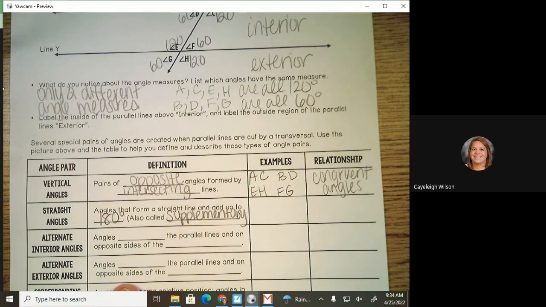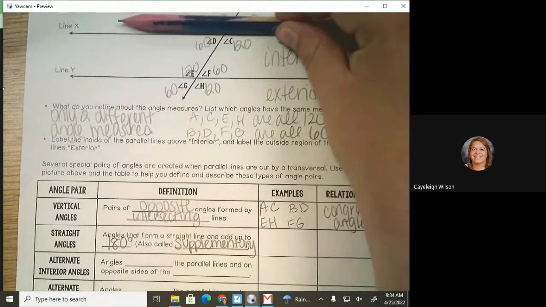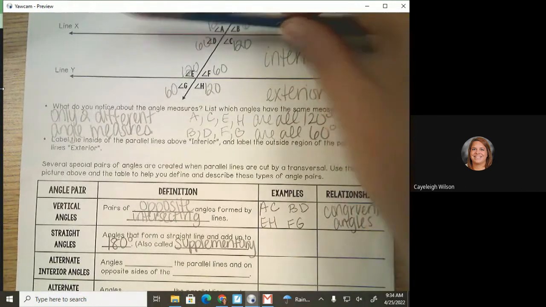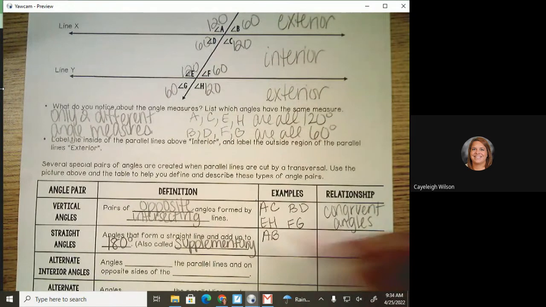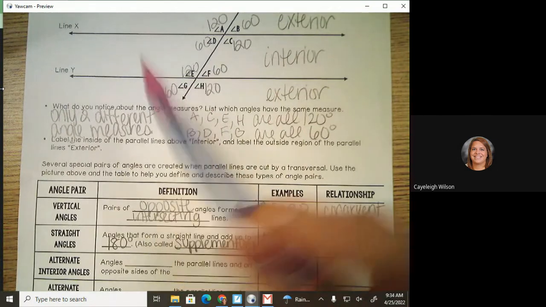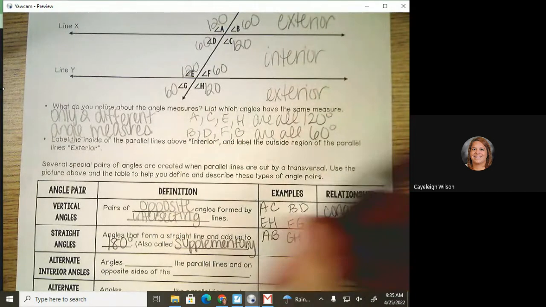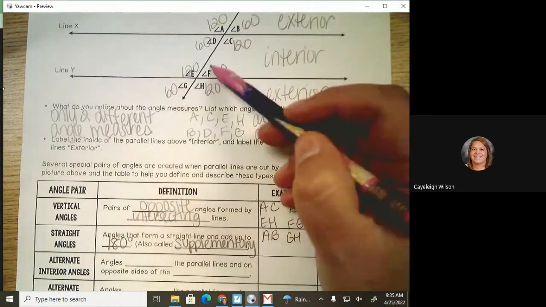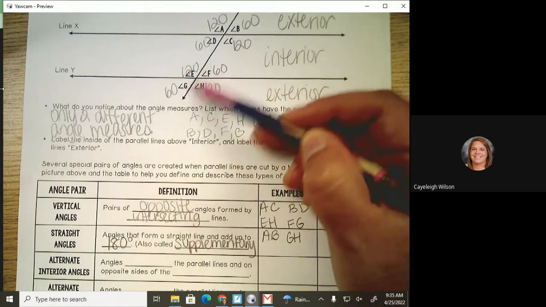All right, so some examples of supplementary angles are any angles that are on a straight line. Like up here, A and B. A and B are supplementary angles because they're both on a straight line. G and H are supplementary angles because they're both on a straight line. Also they could be this way, like F and G or F and H. F and H are also straight line angles because they're on the same straight line, which is actually this line.